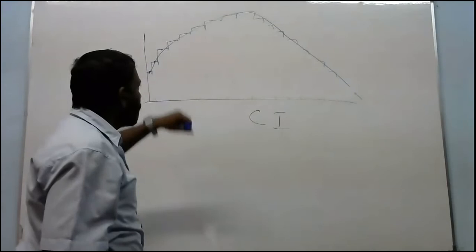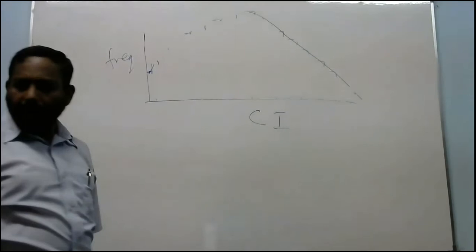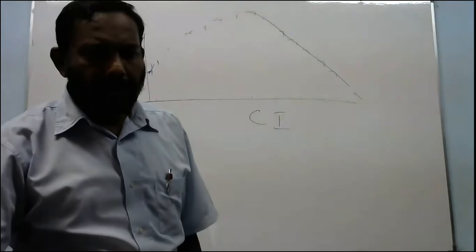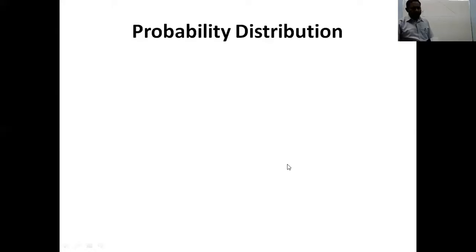So you see, if you erase all these bar charts, this looks like a distribution, right? So this is called a distribution. Okay, we'll talk about probability a little later. So this is a distribution.